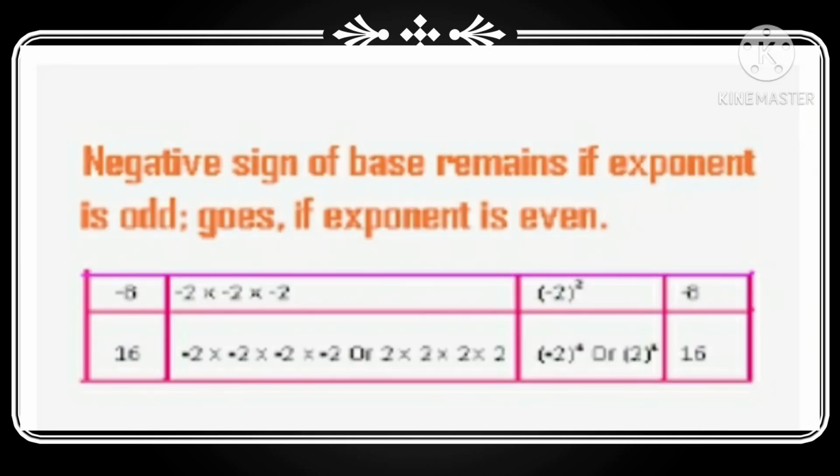Or it can be put in other words as: the negative sign of the base remains if the exponent is odd and is removed if the exponent is even. I hope I am clear with the explanation.